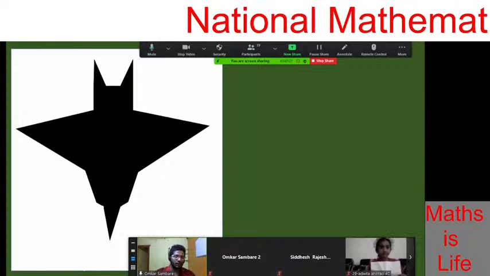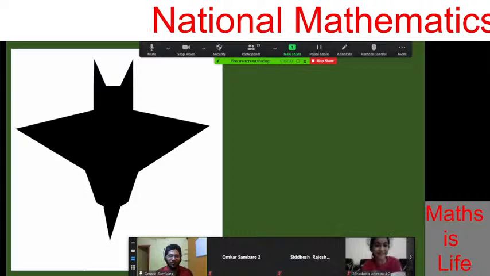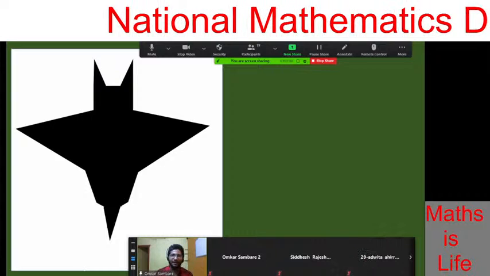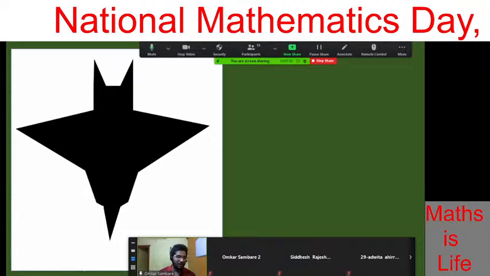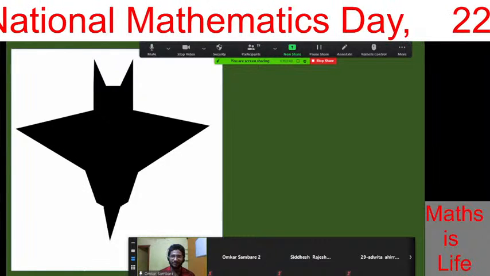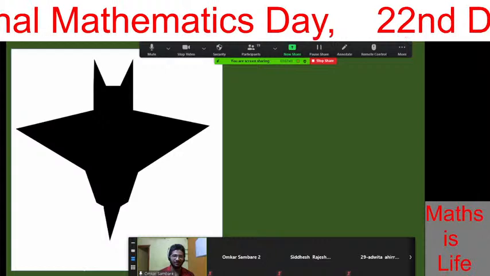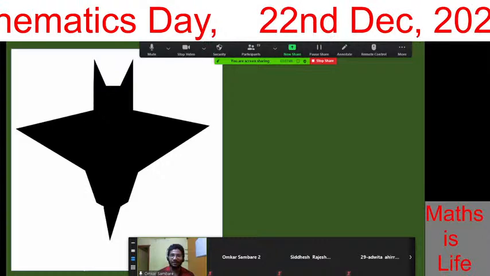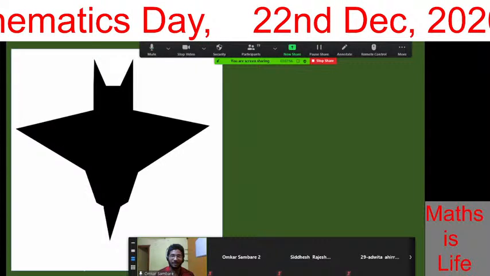You have to cut out Batman, the shape of Batman, using only one straight line. How will you cut it using only one straight line? Think on this. How will you fold the paper such that you will get this Batman shape using only one straight line?